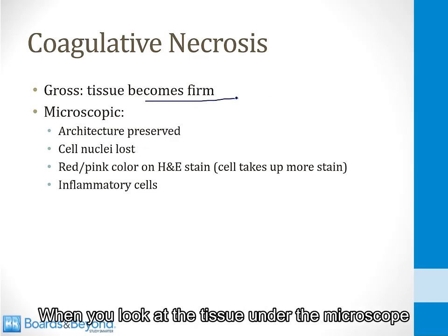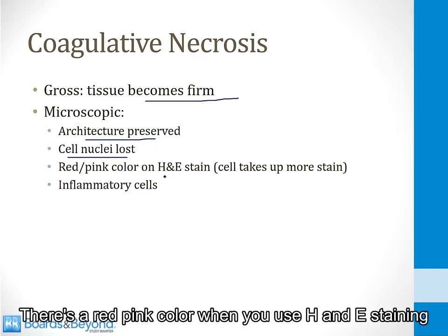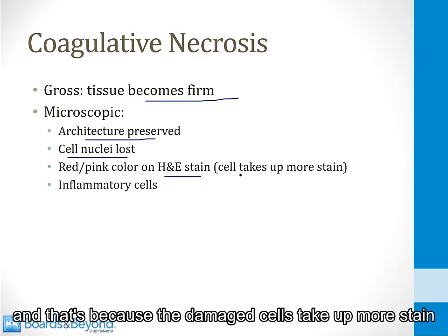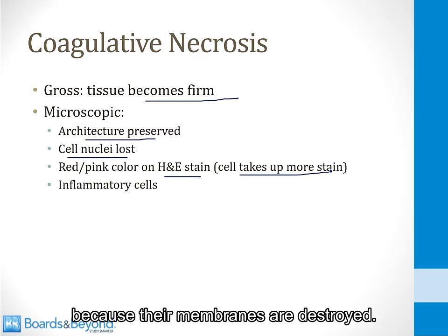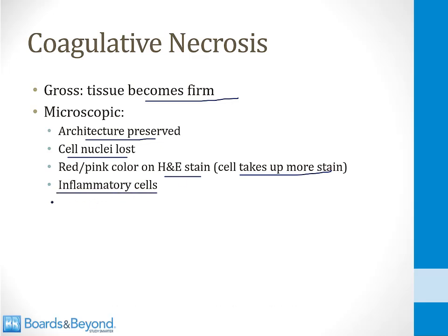When you look at the tissue under the microscope, the architecture is preserved, but the cells have been damaged and they've lost their nuclei. There's a red-pink color when you use H&E staining, and that's because the damaged cells take up more stain because their membranes are destroyed. And you will also see an influx of inflammatory cells.